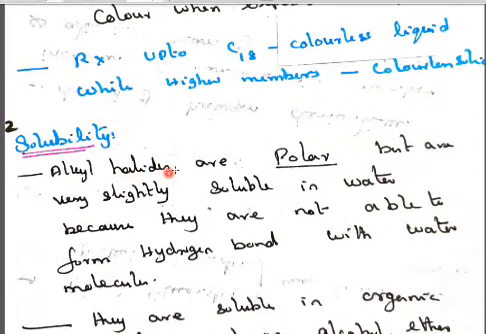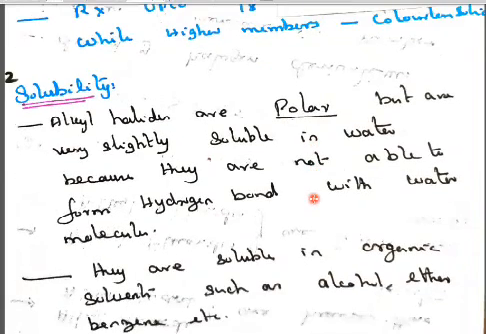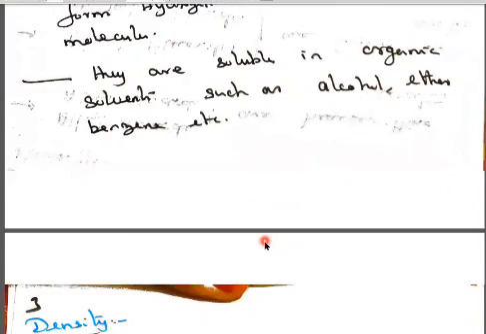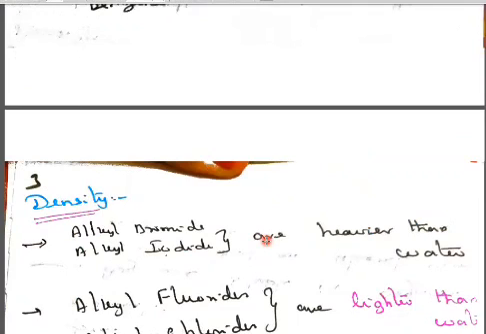Solubility: alkyl halides are polar in nature, but they are only slightly soluble in water, because they are not able to form hydrogen bonds with water molecules. But they are soluble in organic solvents like alcohol, ether, benzene, etc. So the next thing is density.